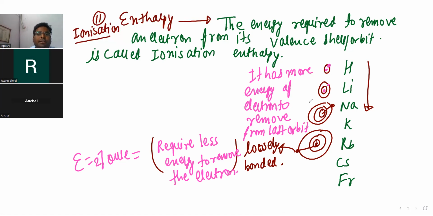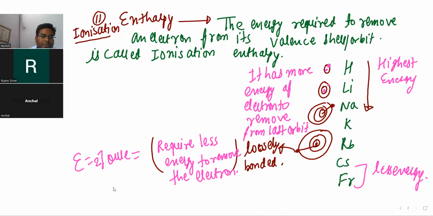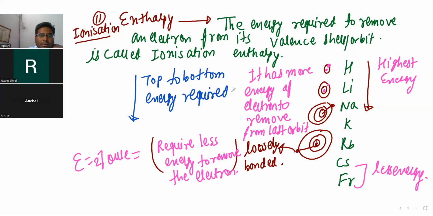This is called ionization enthalpy. So these all are having the highest energy required. These require less energy. So what do we conclude? When we are moving from top to bottom, the energy required becomes less. Right. So write this point.